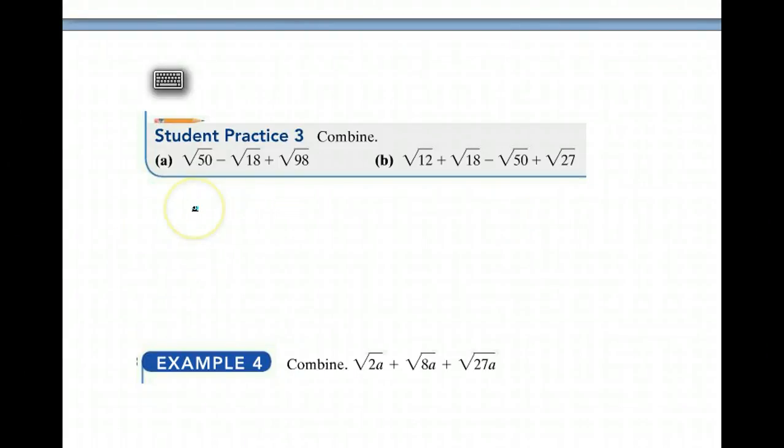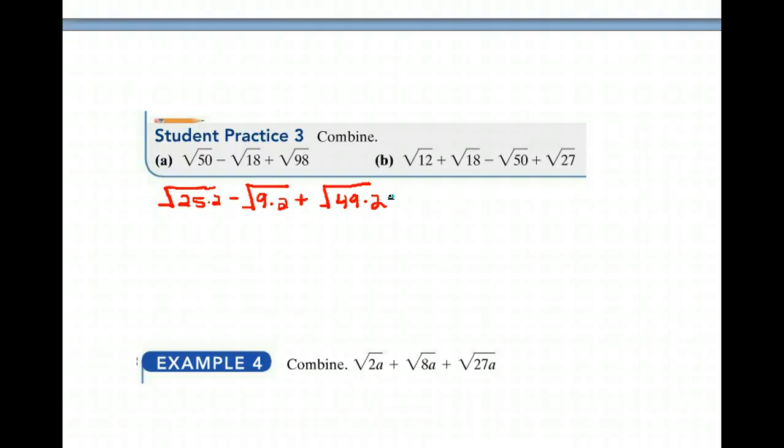Okay, at this point everybody should have had the opportunity to complete A and B. Let's go ahead and work through the simplification of these. Now square root 50 can be broken into 25 times 2. The square root of 18 can be broken into 9 times 2. And the square root of 98 can be broken into 49 times 2. And as we're going through here, let's start to factor out those perfect squares.